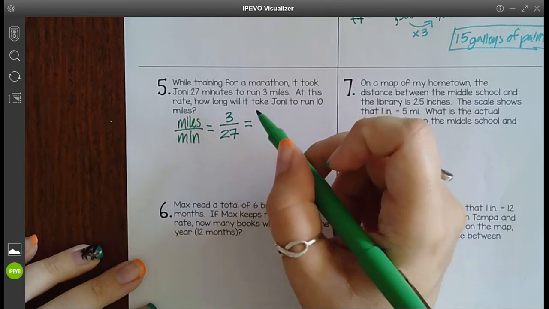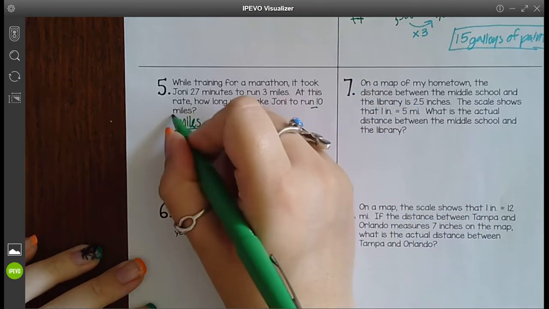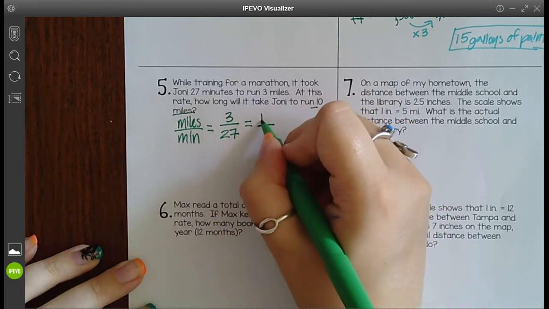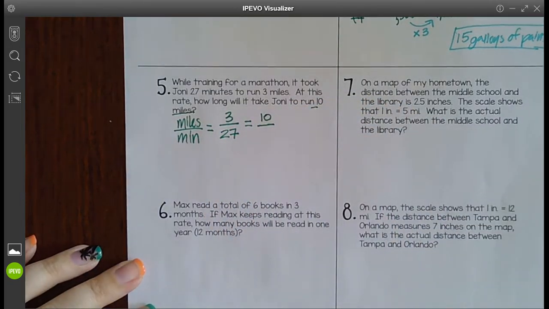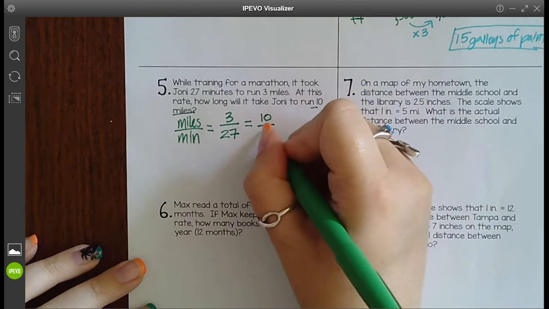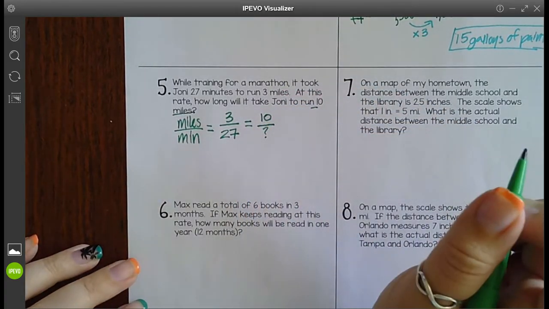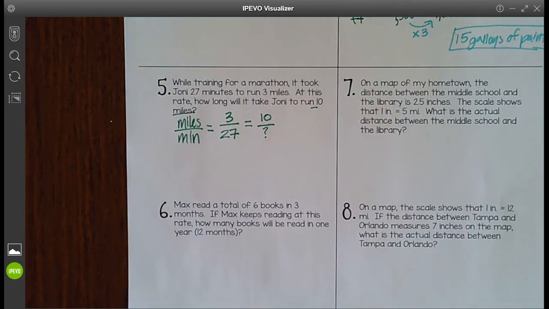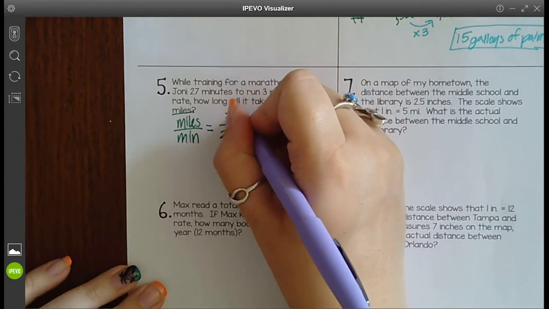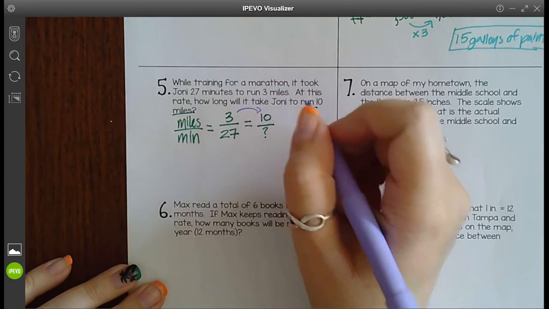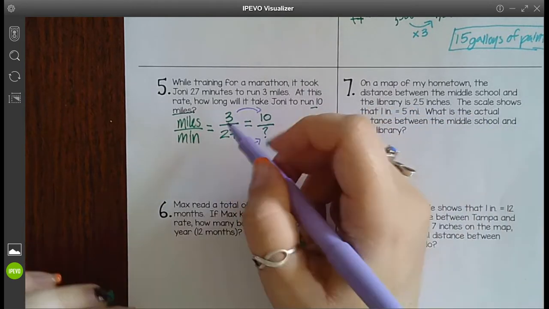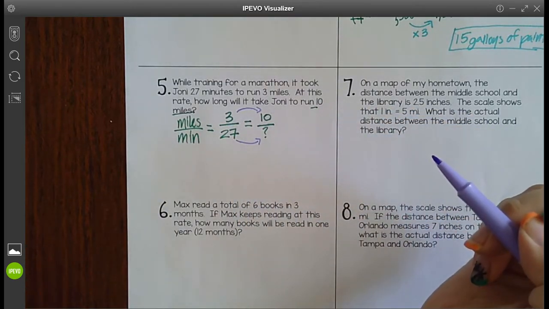At this rate, how long will it take Joni to run 10 miles? So 10 is talking about the miles, and miles was on top, so 10 is going to go there. And then how long will it take her to run that? We don't know how long. Now, unfortunately for this one, when I go to see 3 times what is 10, and then to get to 27 for the unknown, I don't know. 3 times what is 10? It doesn't go in evenly, right?